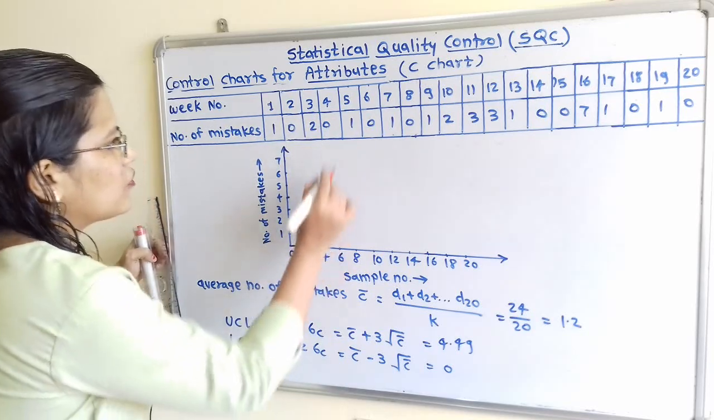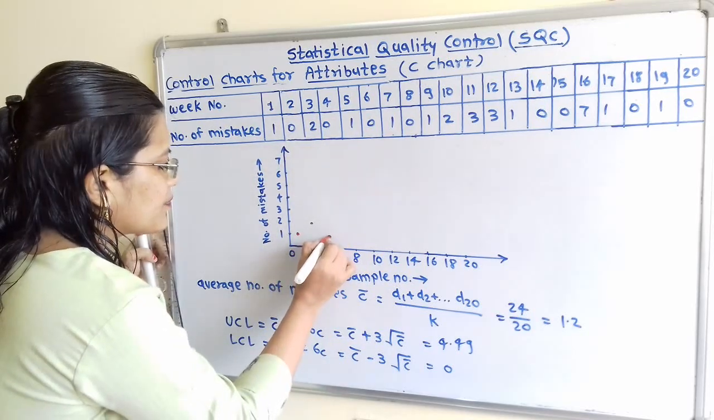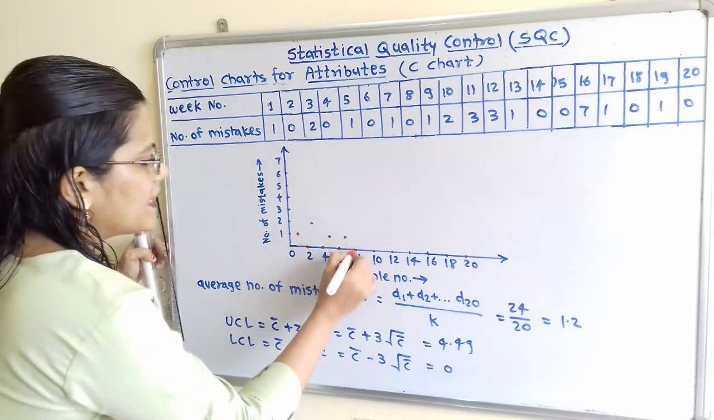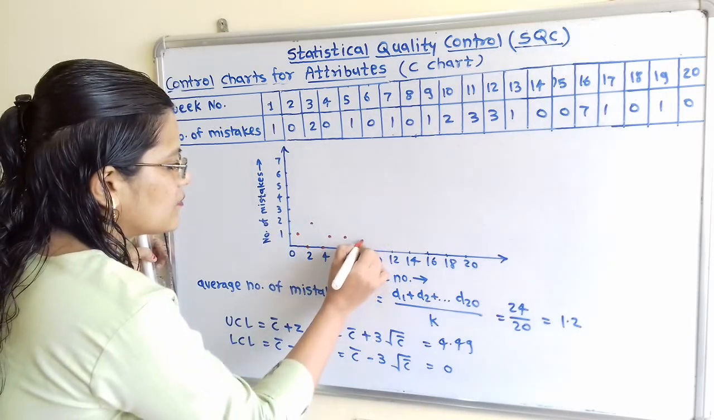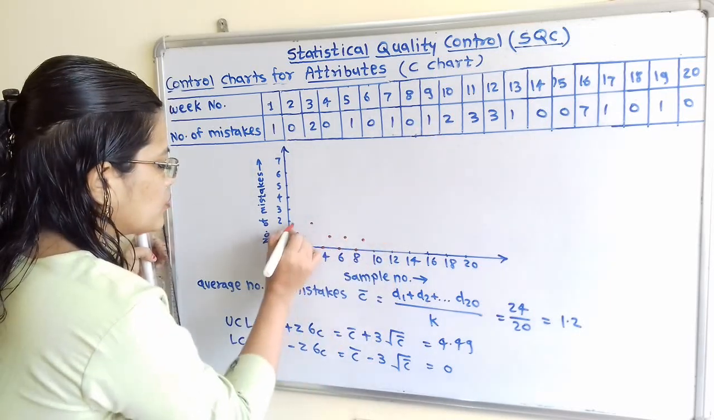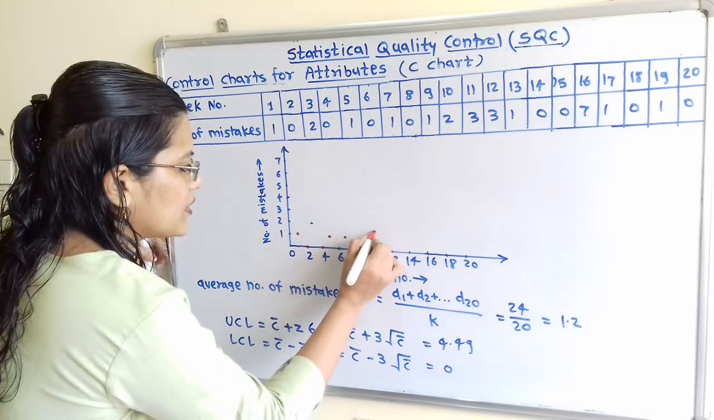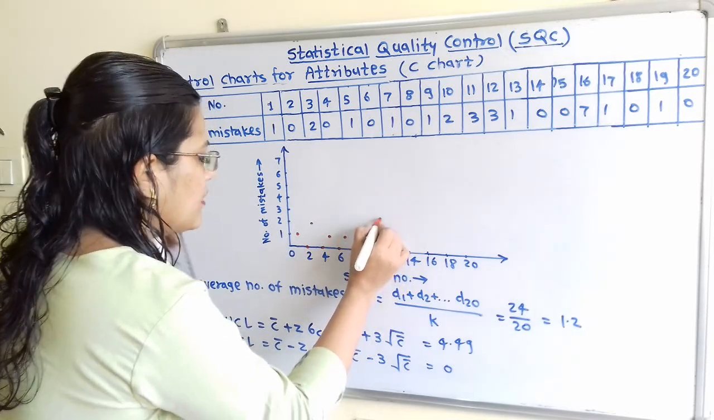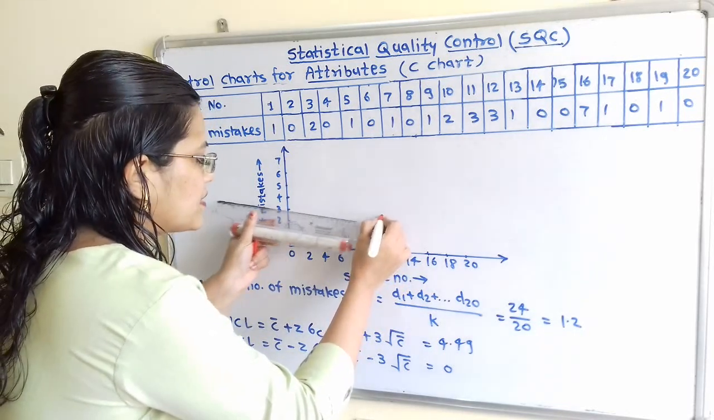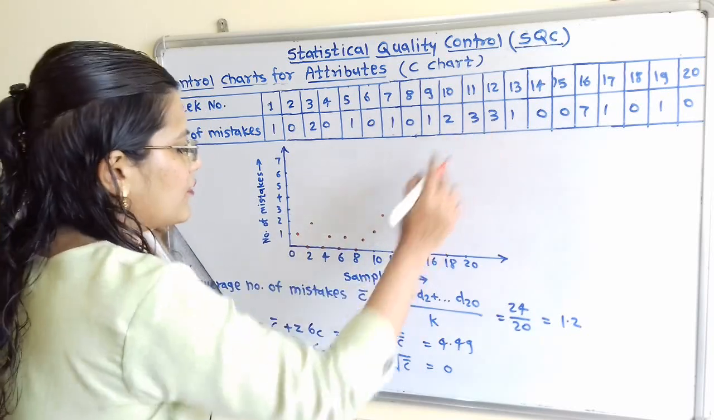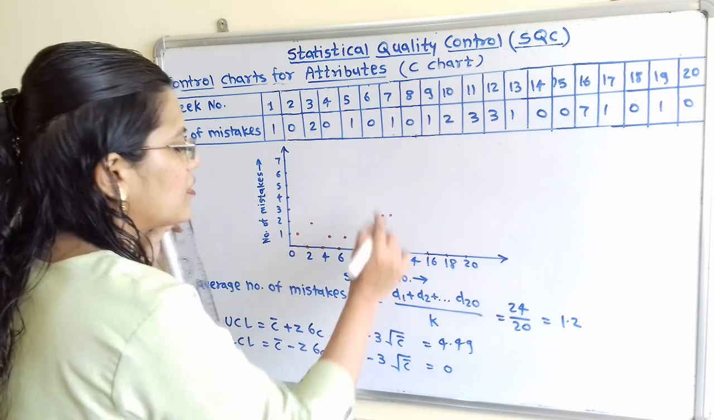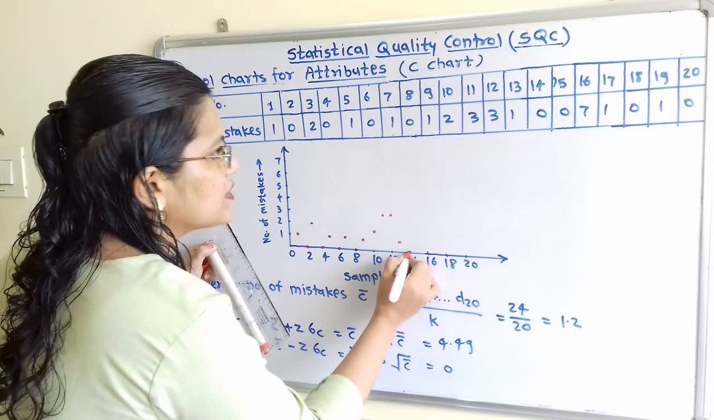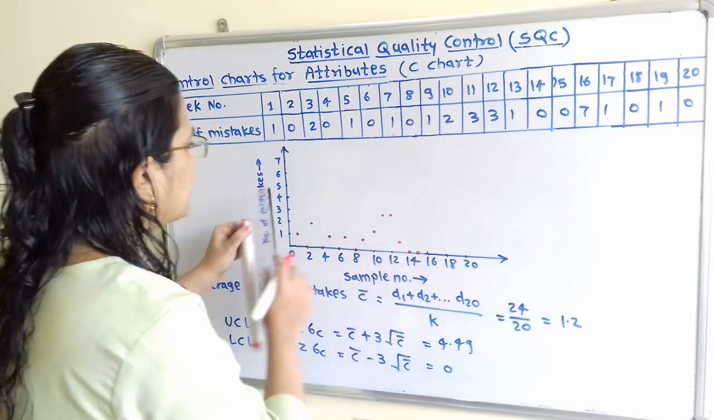For 4 it is 0, for 5 it is 1. For 6 it is 0, for 7 it is 1, for 8 it is 0, for 9 it is 1, for 10 it is 2. So here is the number 2, so we will plot the point here. Then for 11 it is 3. So we take the horizontal line and here is the mistake 3. Then for 12 it is 3, for 13 it is 1, for 14 it is 0, 15 it is 0, 16 it is 7.